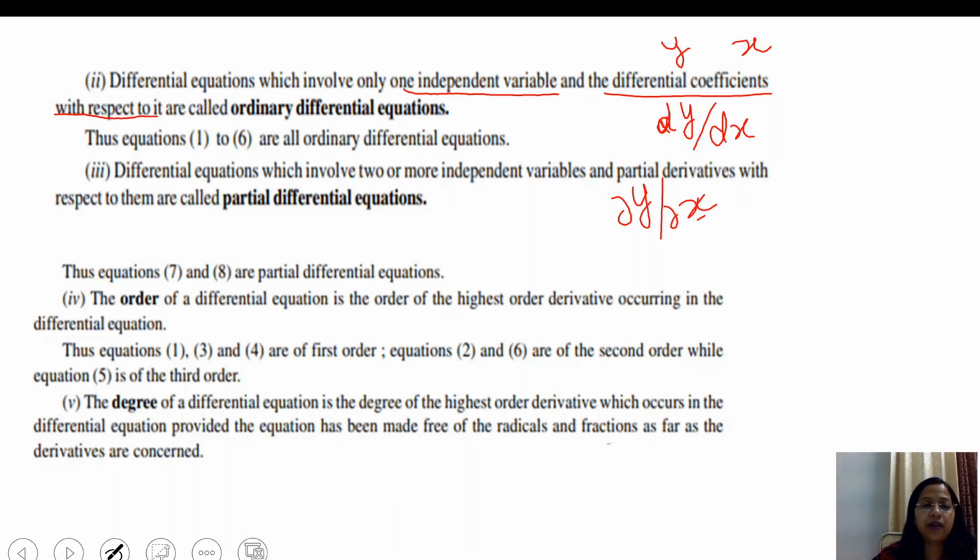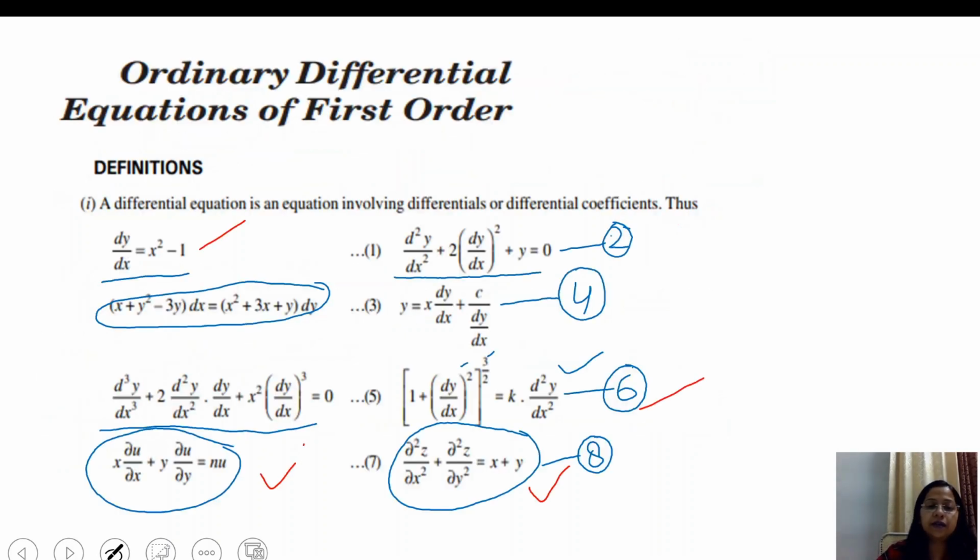The order of a differential equation is the order of the highest order derivative present in the differential equation. Going back to the previous slide, if I notice this example, the differential coefficient is dy by dx. What is the order of this differential coefficient? It is 1, meaning y is differentiated 1 time with respect to x. So that's why it is a first order differential equation.